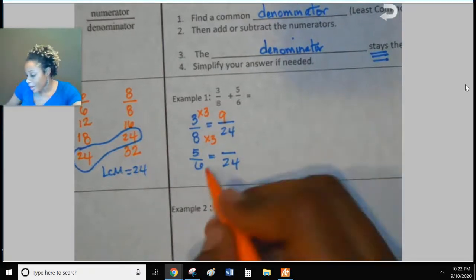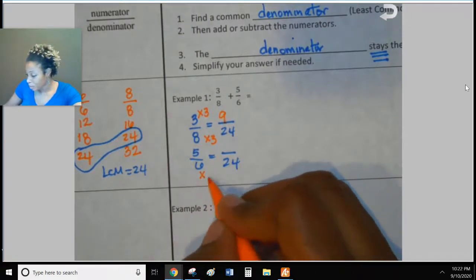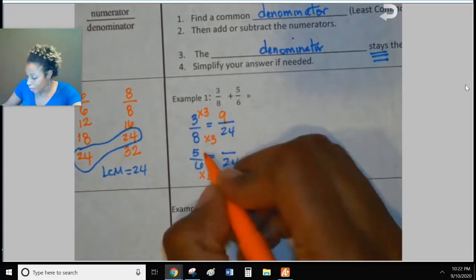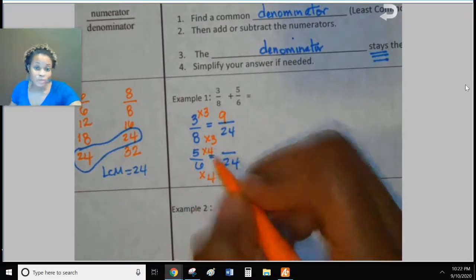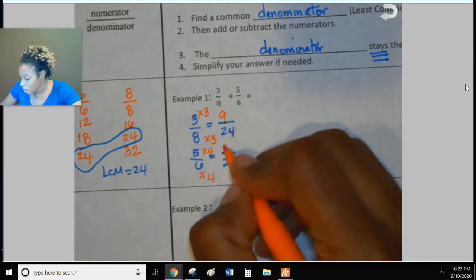What would I multiply times 6 to get 24? 4. Whatever I multiply the denominator by, I have to multiply the numerator by the same thing. Please do not forget to multiply the numerator, because then your fractions are not going to be proportional. They're not going to be balanced. So this would give me 20.